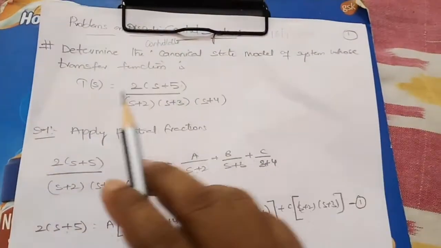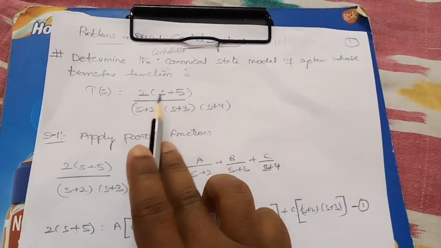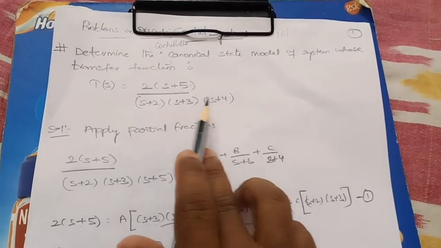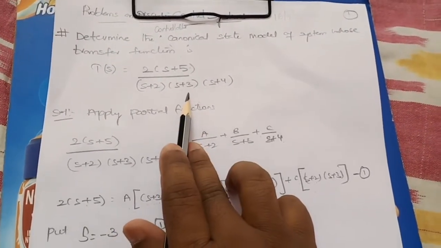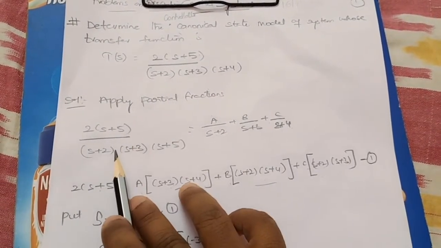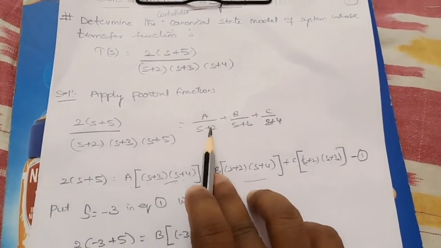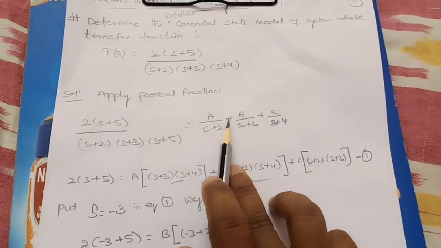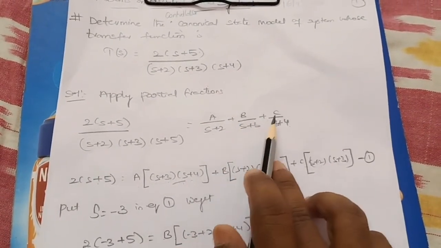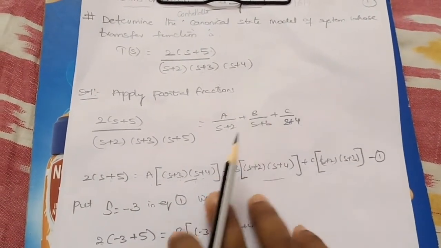Here they have given us a transfer function: T(s) = 2(s+5) / ((s+2)(s+3)(s+4)). The first step is to apply partial fractions. Let us write this transfer function in partial fraction form: a/(s+2) + b/(s+3) + c/(s+4). From this you have to find the values of a, b and c.